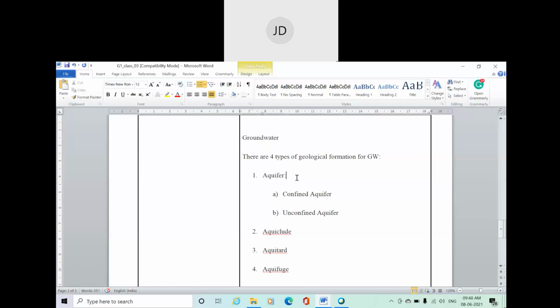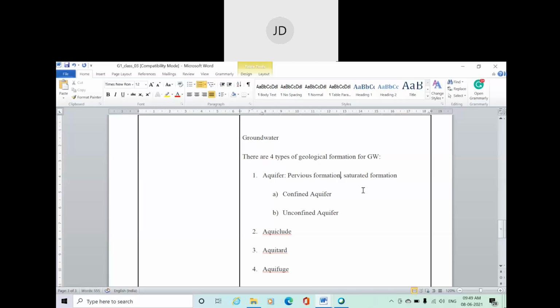Basically, they are geological formations only. That aquifer is a pervious formation. Pervious means water can flow across this layer. Both the confined and unconfined aquifers are pervious formations. That means they are permeable. You can say pervious means permeable, or you can say it is a saturated formation. That means water is always there in the aquifer. I'm just giving you point wise, okay? Saturated formation.